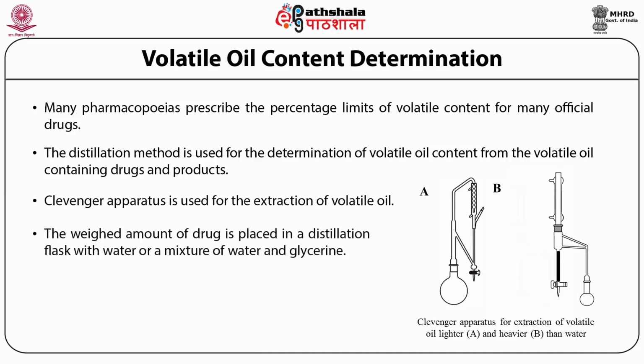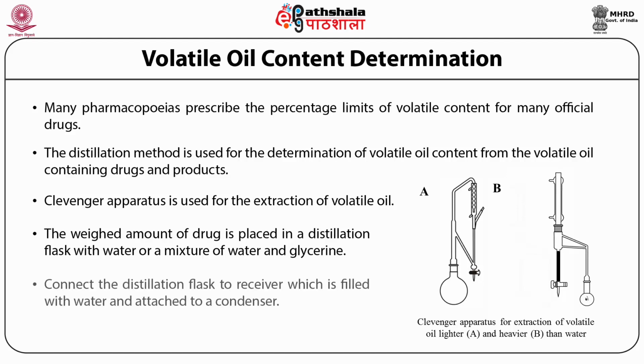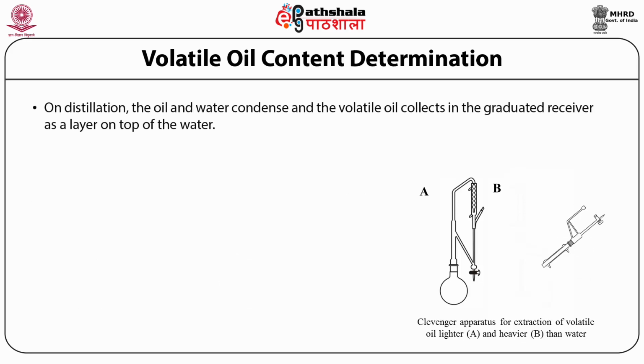A weighed amount of drug is placed in a distillation flask with water or a mixture of water and glycerin. The Clevenger apparatus is connected to the distillation flask. The contents of the flask are heated. On distillation, the oil and water condense and the volatile oil collects in the graduated receiver after condensing from the condenser. So the receiver has an oil and water mixture.